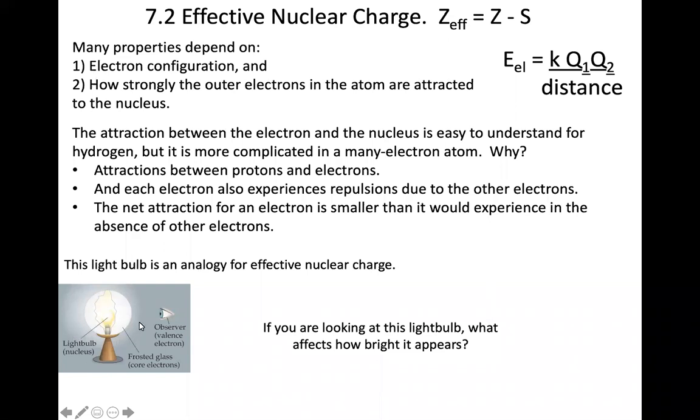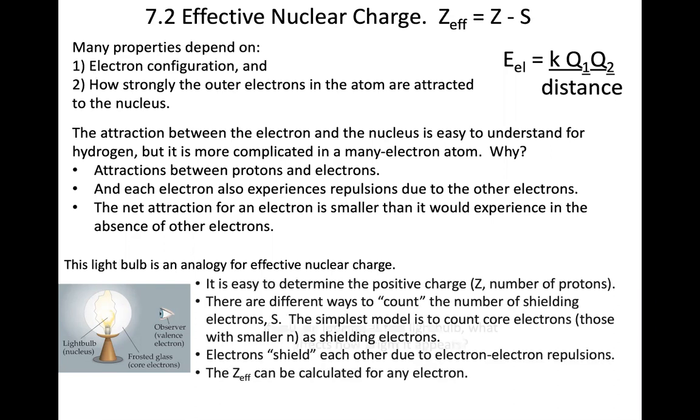I keep that breakdown in mind when I'm trying to connect this to chemistry. It's going to be easy to determine the Z part, the positive charge, because that's just the number of protons. That's what Z is. When we're looking at the shielding, there are different ways that we can count to get that shielding value. And I noticed within the pre-class video, by far the most prevalent question was, how do we get the shielding?